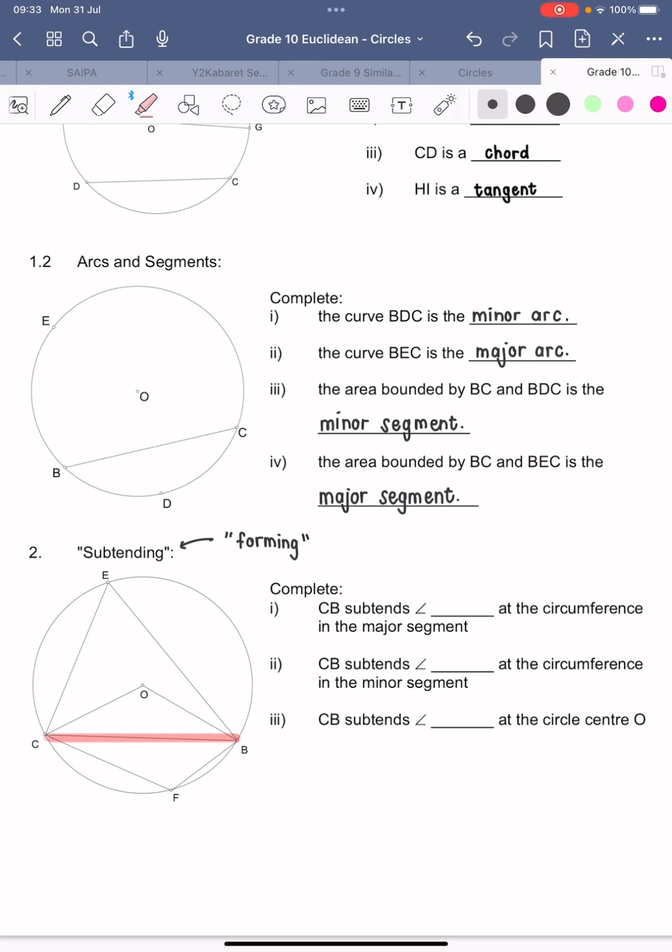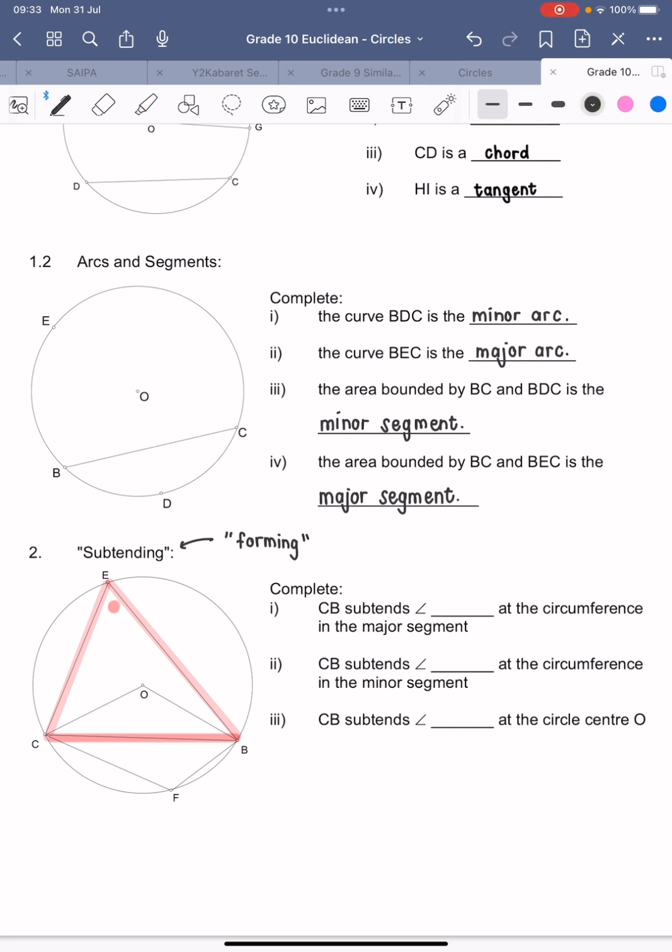At the circumference would be at E, right? So I'm just going to highlight this quickly. You don't have to, but just so that you can see, we have a line going from endpoint C and from endpoint B. Those two lines are meeting up, intersecting at point E. And then we say that this angle is basically being formed by those two lines, right? But the proper term is subtended. So we say that the chord subtends that angle at the circumference.